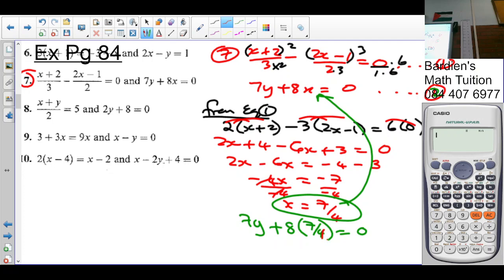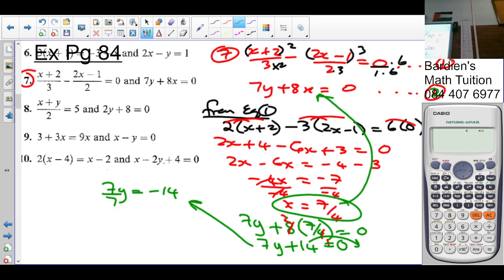So 4 going into 4 once, 4 going into 8 twice. So 7y plus 2 times 7, which is 14, equals 0. Now what? Take the 14 over, so 7y is equal to negative 14. Divided by 7 on both sides. So y is equal to negative 2.